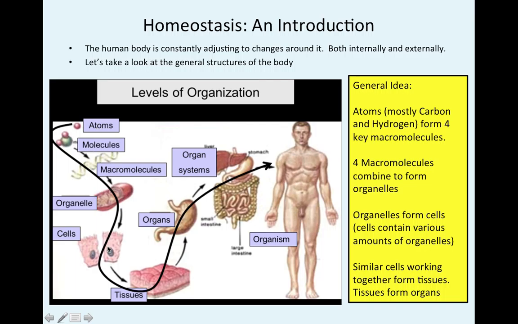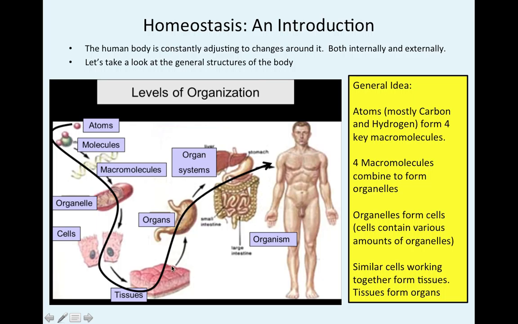A bunch of cells working together and doing the exact same task is considered a tissue. So a tissue is a whole bunch of cells. It can be 1,000 cells, it can be 1,000,000 cells, all doing the exact same thing. Now, an organ is several different tissues working together.